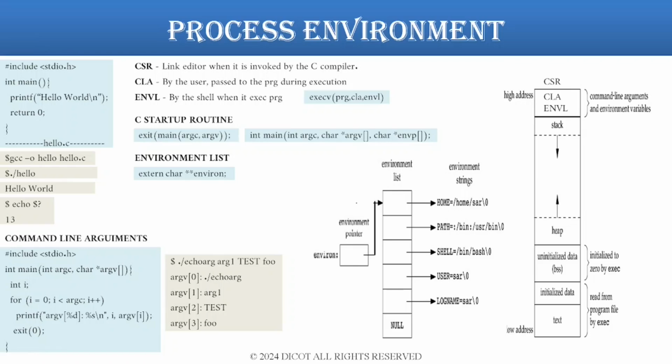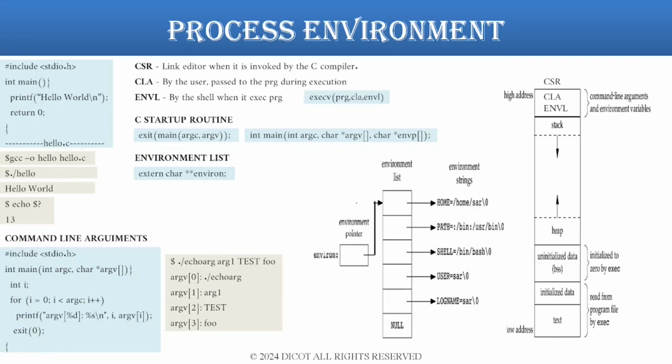So we have 5 strings here in this example: HOME, PATH, SHELL, USER, and LOGNAME. HOME has a value /home/sar, PATH has a value /bin and /usr/bin, SHELL has a value /bin/bash, USER has a value sar, LOGNAME has a value sar, and each of these strings has been terminated with a \0. Environ is called the environment pointer. The array of pointers is called the environment list, and the strings each of these pointers points to are called environment strings, which are null terminated.